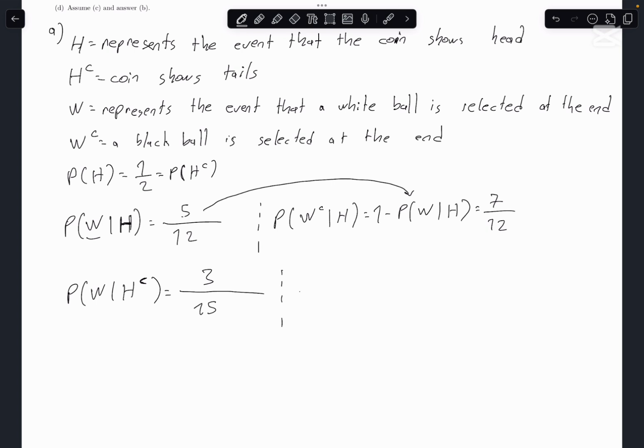And then calculate the probability of getting a black ball if the coin shows tails, which will be 1 minus probability of whites, known that head complement, which will be, let's erase this part, 12 divided by 15.